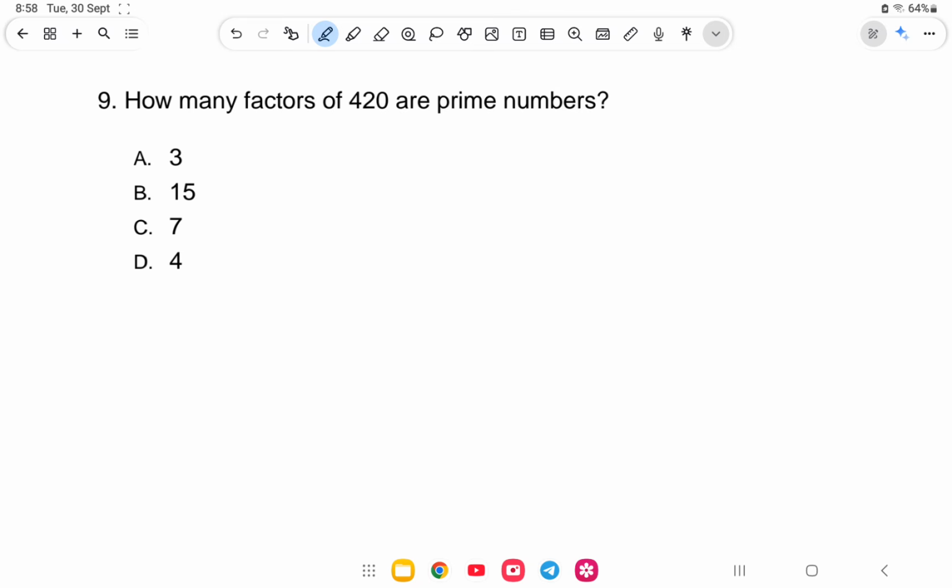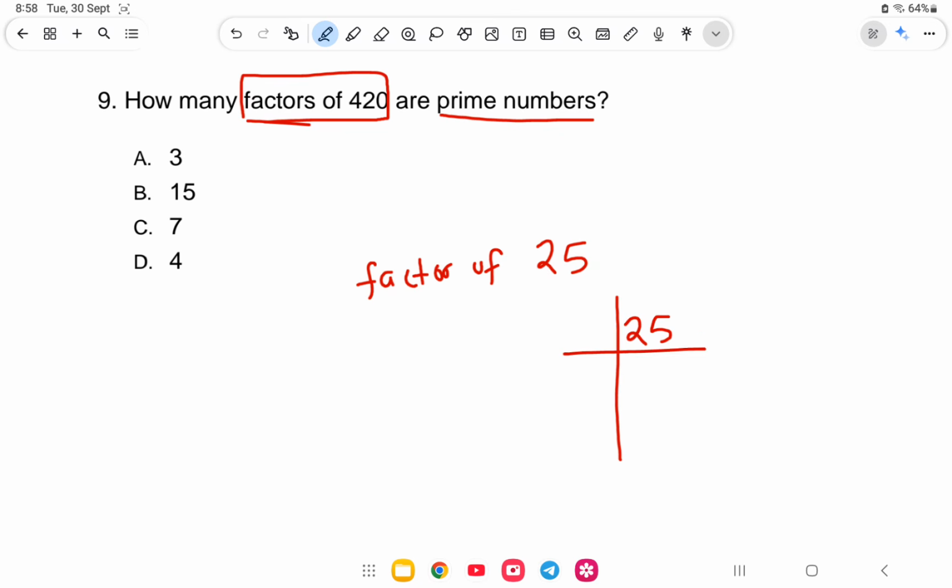The next question is: how many factors of 420 are prime numbers? First, let's take the factors of 420. In such a question, we take the prime factors. For example, take the factors of 25. For a simple question, the factors of 25: we take the LCM, that means 5 5s are 25, that is 5 into 5. That means 5 square is the factorization of 25.